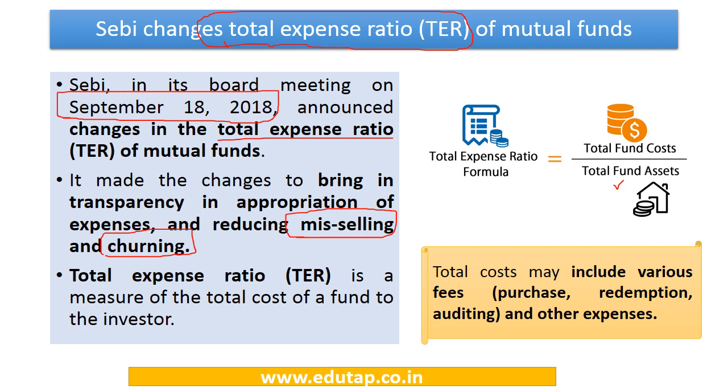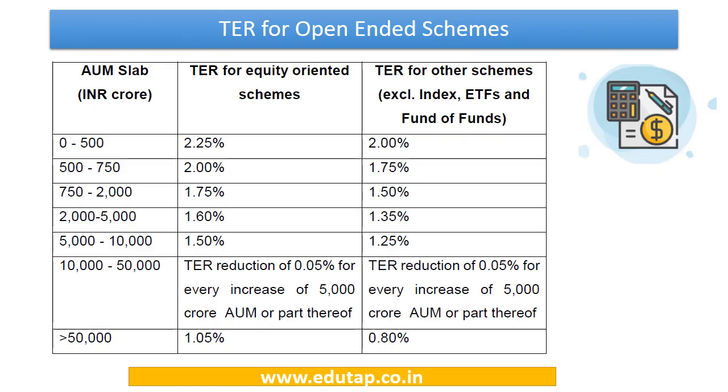The total expense ratio is a measure of total cost of a fund to the investor. So SEBI wants to make sure that the investor is more and more aware about what expenses are going to be charged to this particular scheme, and there should not be any kind of mis-selling or any kind of a move to make investor pay more under the garb of these particular expenses. Now, the changes which have been made, they relate to open-ended schemes also and the closed-ended and interval schemes also.